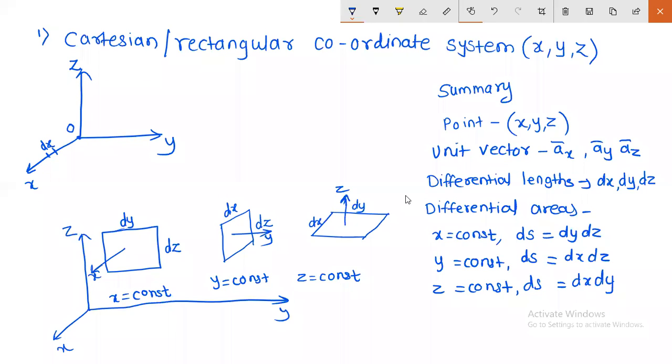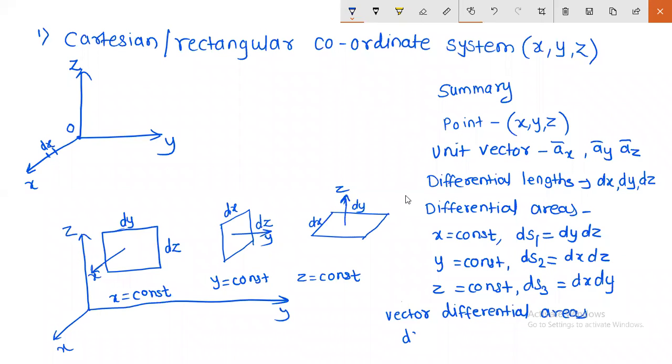So vector differential areas means you have to multiply by a vector quantity. To give direction, what we are doing? We are multiplying by a unit vector, right? So for finding vector differential areas, here we will write 1, 2 and 3. Okay, then you will understand.